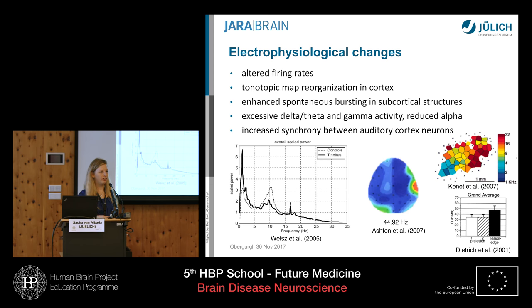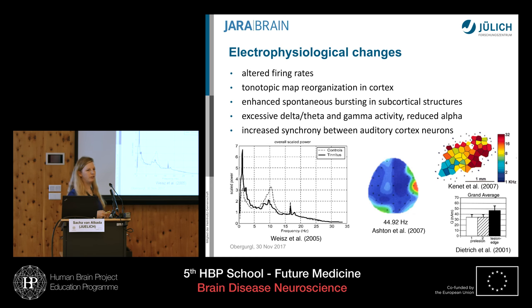The electrophysiological changes in these structures include changes in firing rates that have been observed subcortically. There are changes in tonotopic maps in cortex. So tonotopic maps are orderly spatial arrangements of the auditory receptive fields of neurons in terms of which frequency of sound they respond to the most. So this is illustrated here.